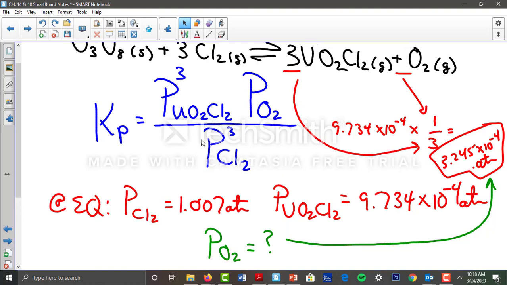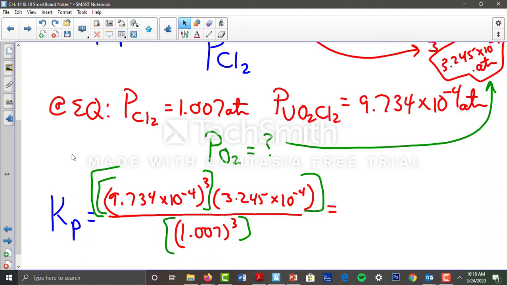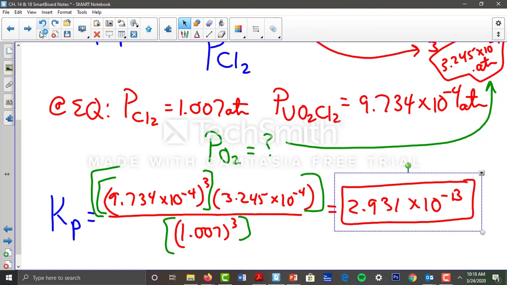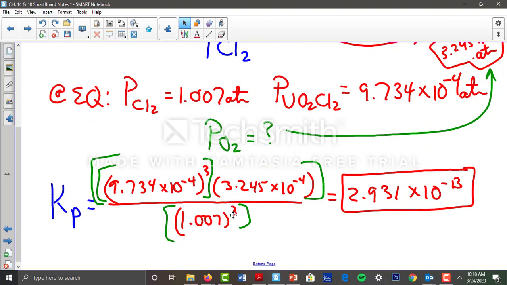Now, if we know the Kp expression, we can plug these partial pressures into the Kp. And again, watch your use of brackets and parentheses when you're solving with these numbers that are written in scientific notation and you have to raise them to a specific power. Kp is found to be 2.931 times 10 to the negative 13th, which again, think about the rationality of this value. It's much less than 1, which is consistent with the fact that at equilibrium, you have a much greater partial pressure of reactant than you do of products.